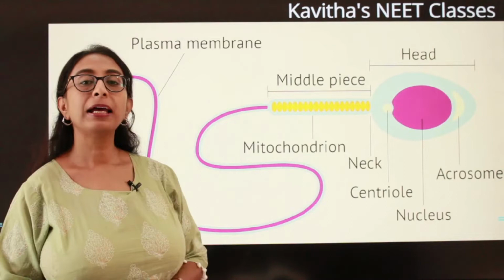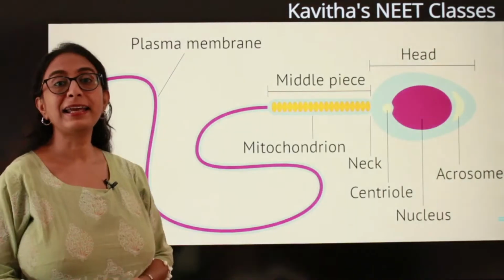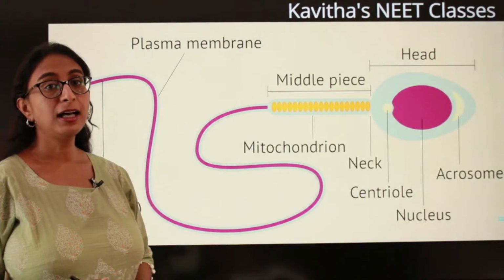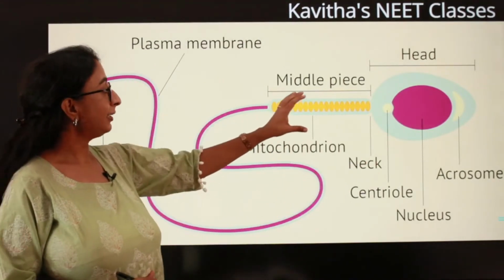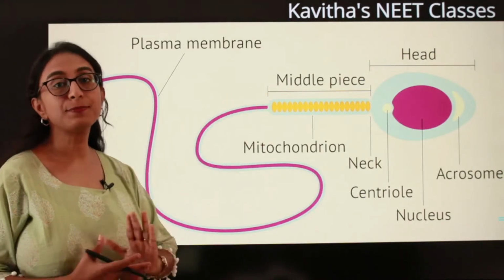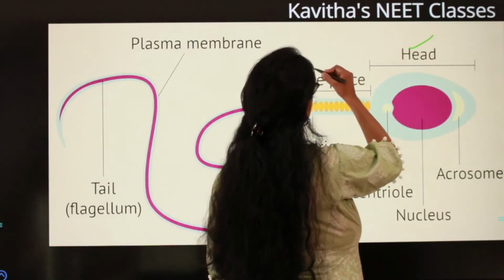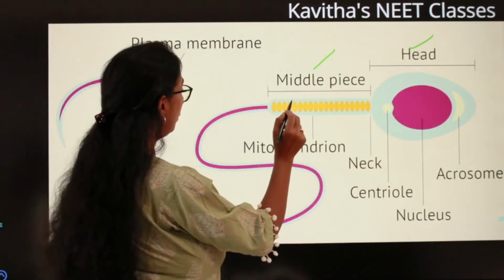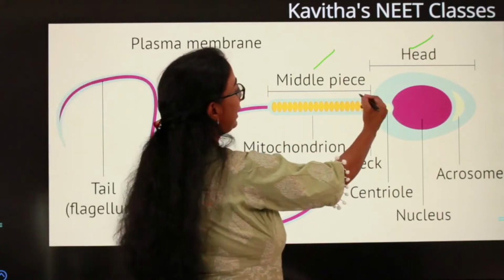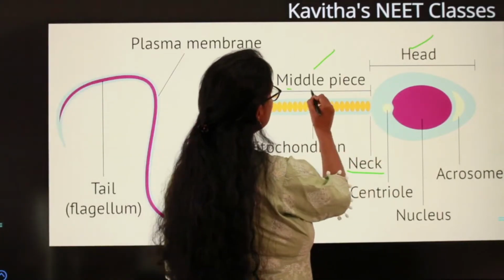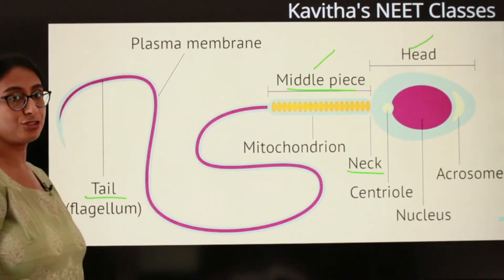The sperm is a microscopic motile structure and it carries the genetic material. Sperm can be divided into 4 regions. It is enclosed by a single plasma membrane. The first region is the head, the second one is the neck, the third one is the middle piece, and the last part is the tail or the flagellum.